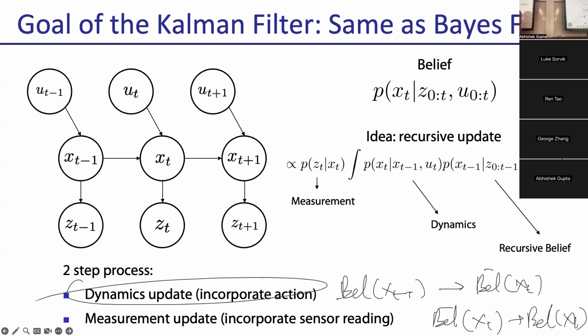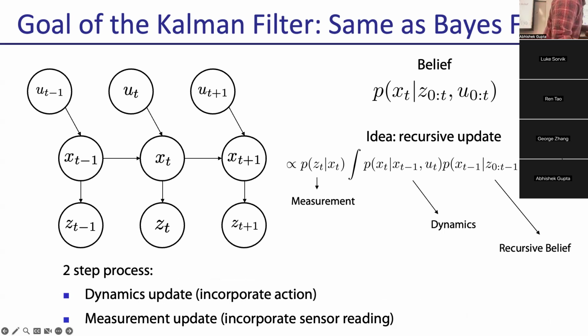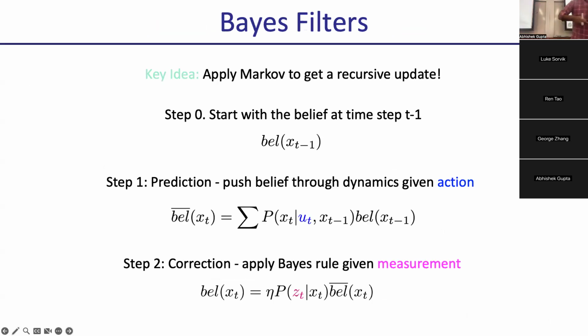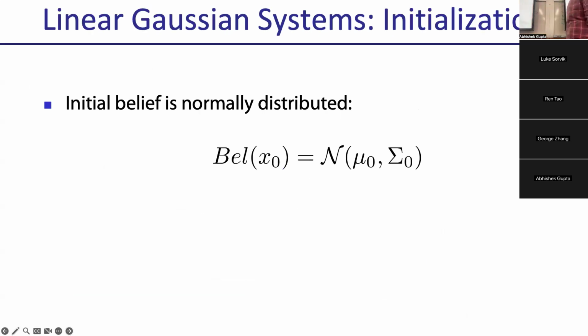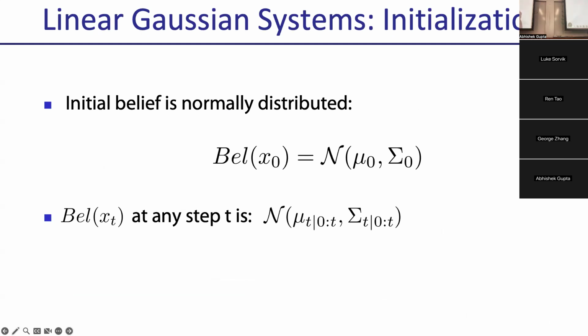So let's start by instantiating these different steps. We have our prediction step and our correction step. Let's start with our initialization. We're going to have our initialization be just a Gaussian, right? You don't know exactly where you are, so you have some mean mu naught and some variance sigma naught. It could be a really large variance, and you're going to refine it with measurements.